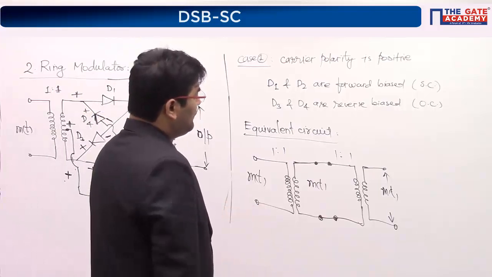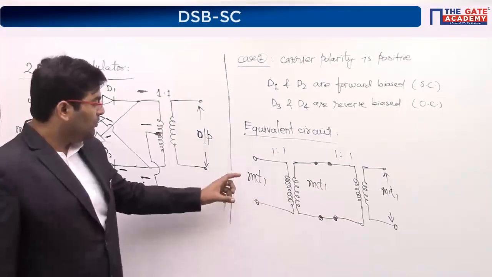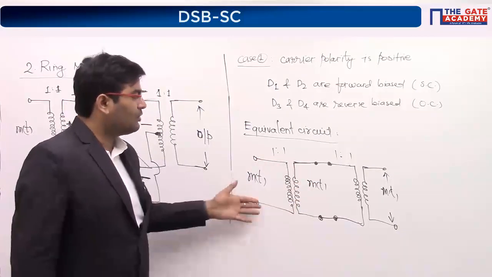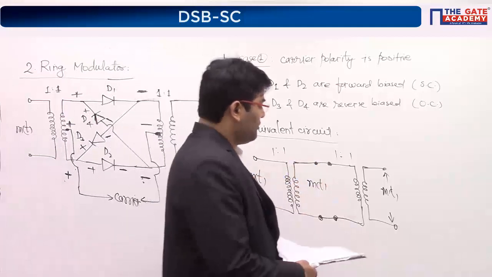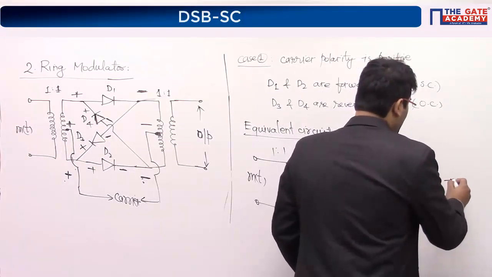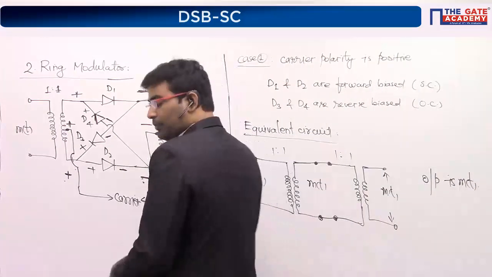Because diodes D1, D2 are short circuited, the rest of them are open circuited. So it is 1:1, 1:1, m(t). All diodes are forward biased, so the output is m(t). So in this case, case 1, the output is m(t). Now, case 2.